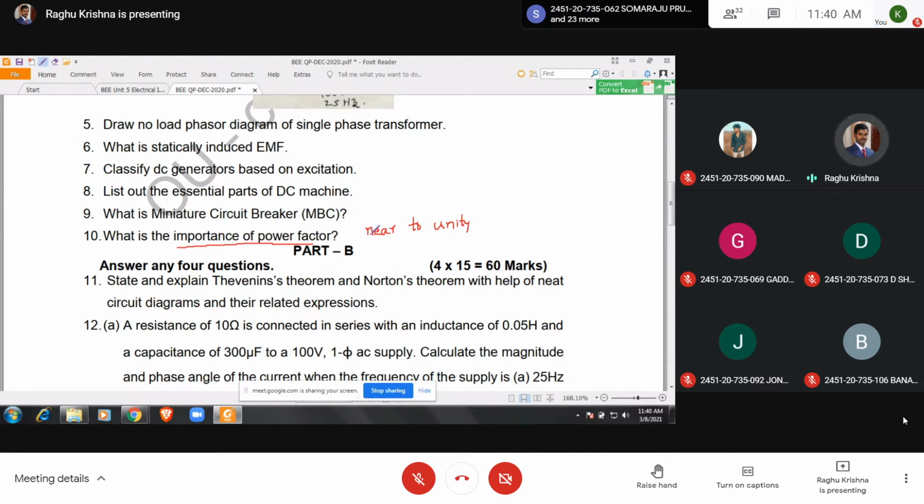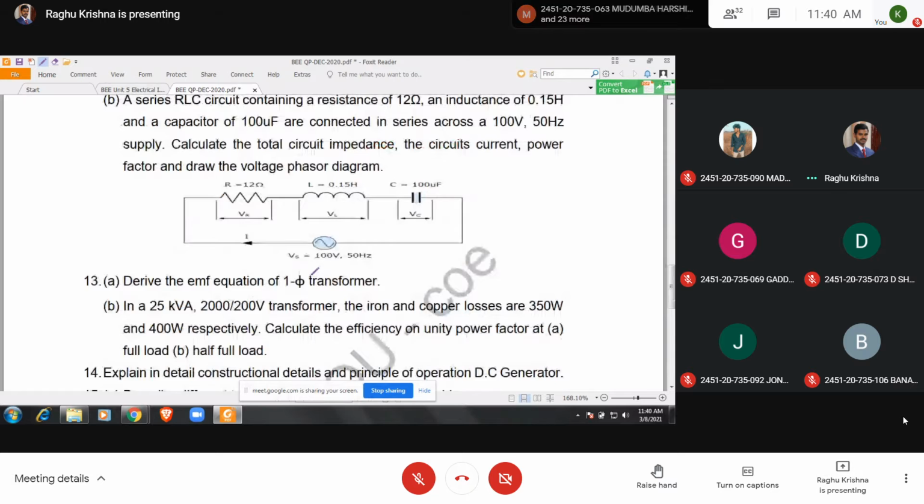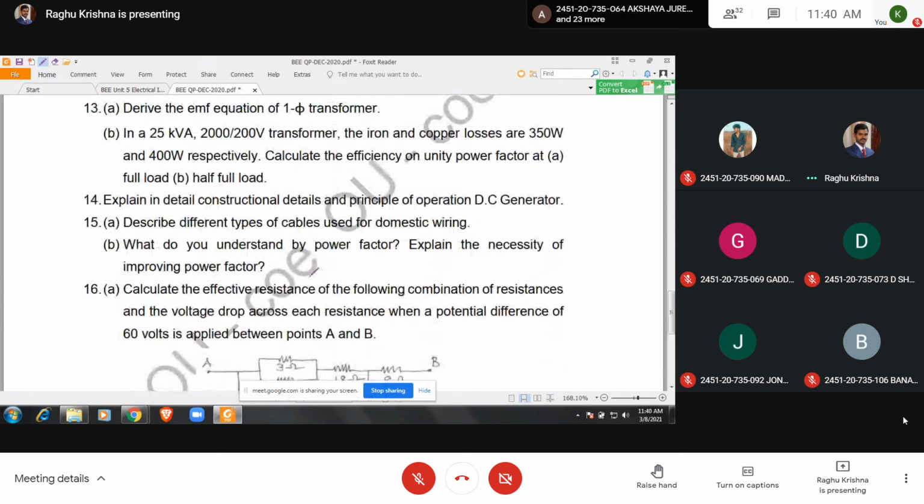Power factor is very important. So what is the importance of power factor? Here, the necessity of improving power factor. You know what power factor is. You can write the definition: what do you understand by power factor?